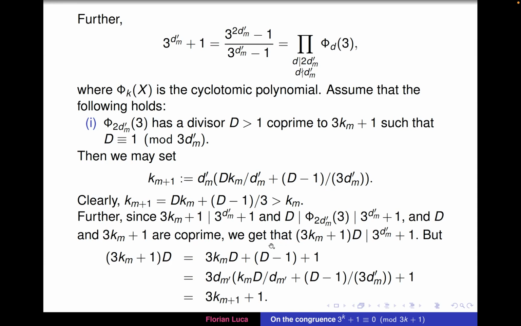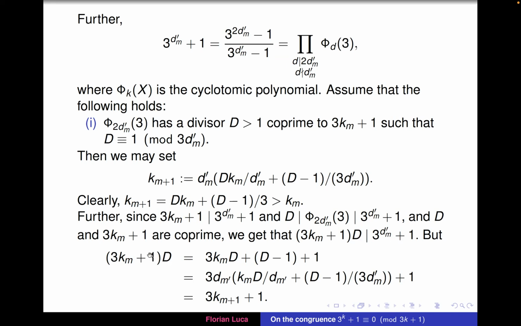Well, why does it satisfy? Well, 3k sub m plus 1, we know that it divides 3 to the d sub m prime plus 1. And the divisor D, because of the condition I, is a divisor of this cyclotomic polynomial in 3, which also divides 3 to the d sub m prime plus 1. And I have the condition that these two numbers are co-prime. Since they are co-prime, it means that their product divides 3 to the power d sub m prime plus 1. But what is their product?